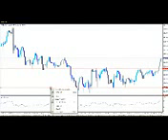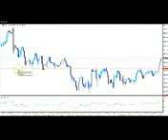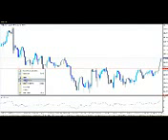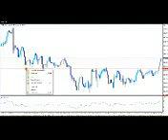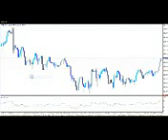Let's take a look at this chart right here, and you tell me what you think. I'm removing everything. If you were looking at this chart right now without me, where would you put the trend lines? Looking at this chart of gold, is it bullish, bearish, consolidating? You tell me.